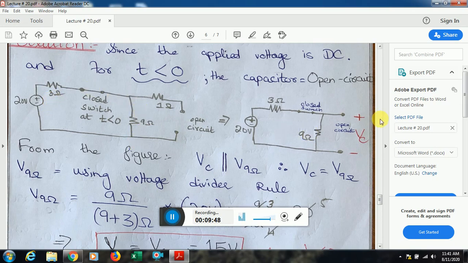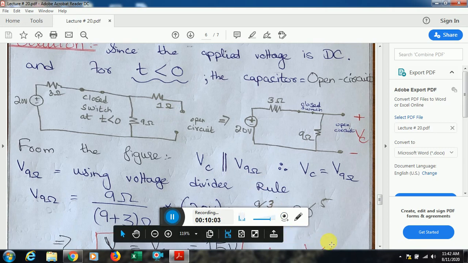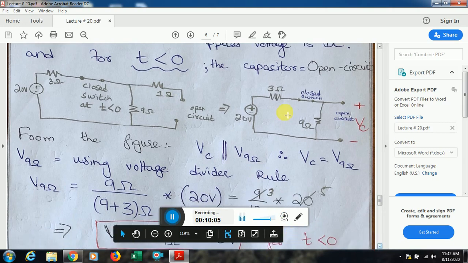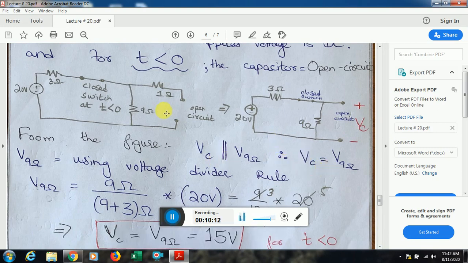In order to find the value of the capacitor voltage at time t equal to 0, we get to know that the capacitor is in parallel to this 9 ohm, and first of all this 1 ohm finishes off, because you know that anything in series with an open circuit is nullified. So by finding the voltage across the 9 ohm, since these two are in parallel, the capacitor voltage is also the same. The 9 ohm voltage can be found by simply using the voltage divider rule.